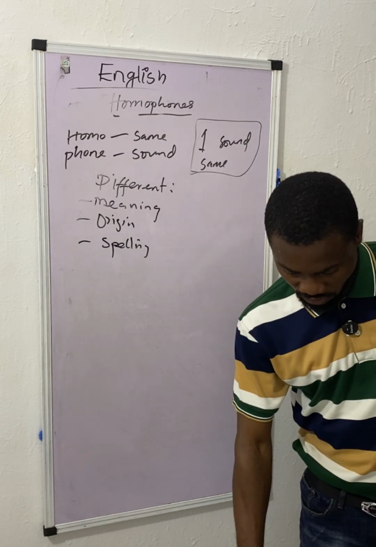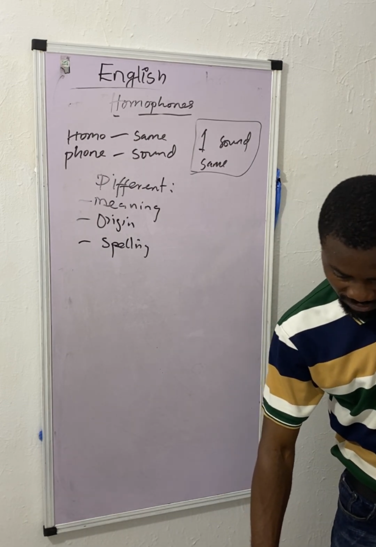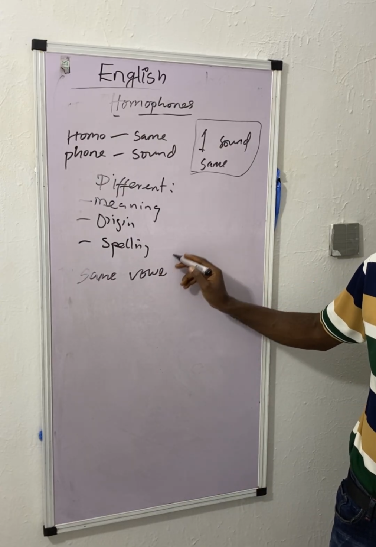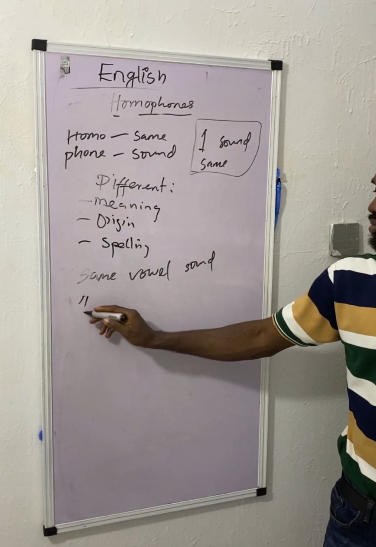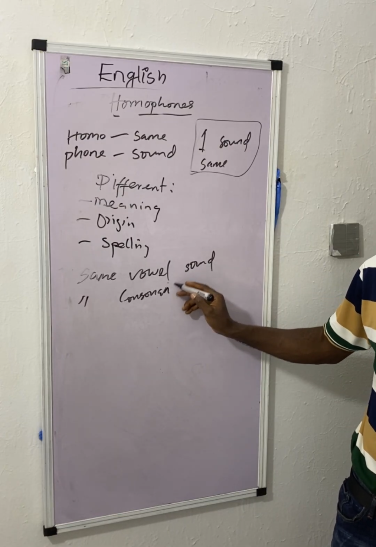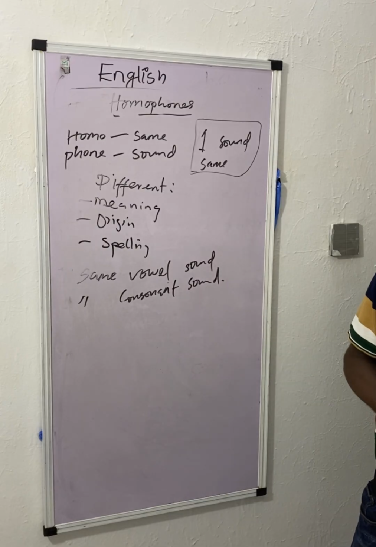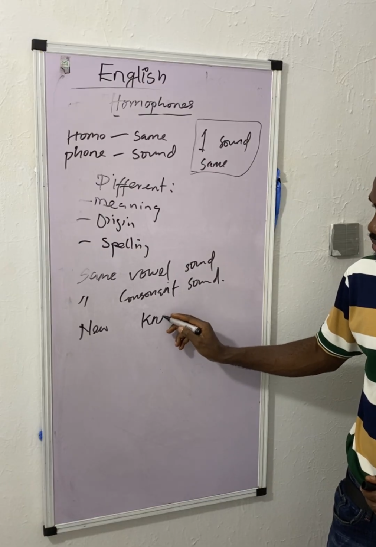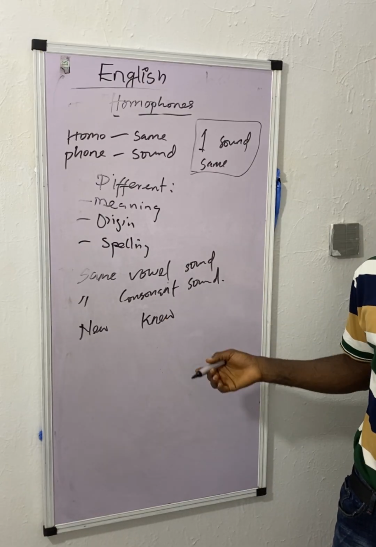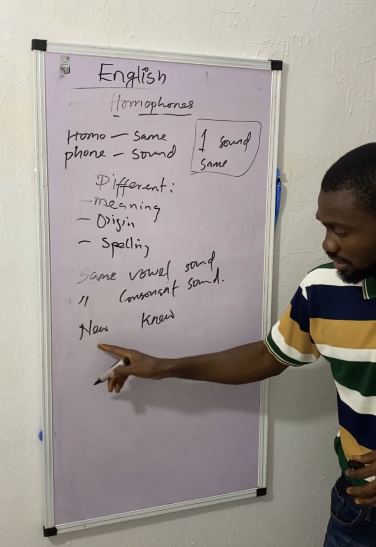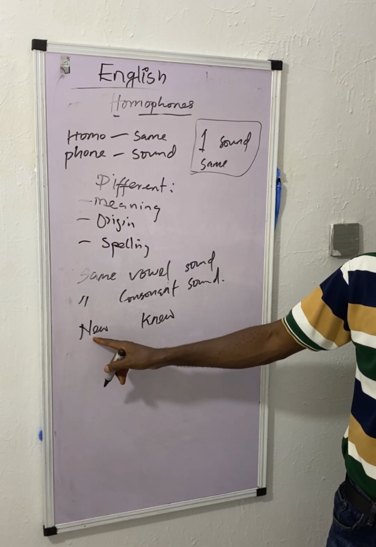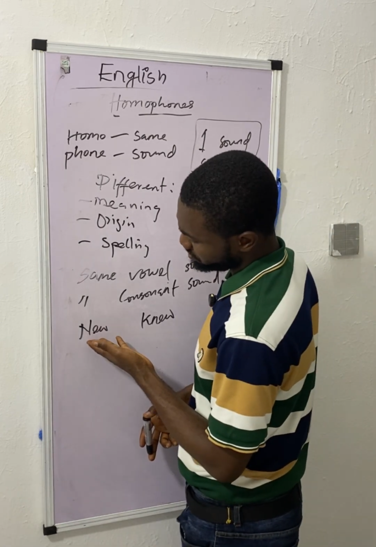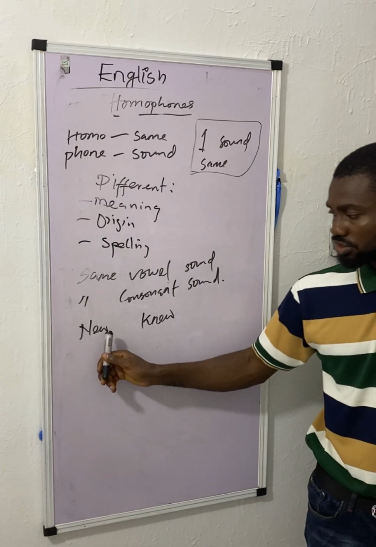For example, let's look at a list of homophones. Usually homophones have the same vowel and consonant sound. Looking at the examples, we have homophones like knew and new. They are pronounced the same, but they mean two different things. This one is a verb, past tense of know. This one, new, is an adjective of age.